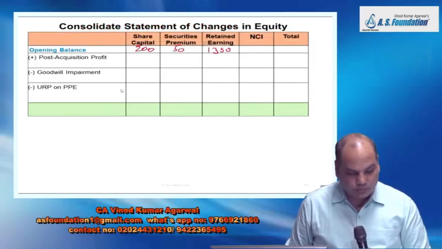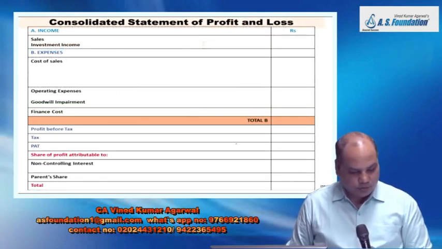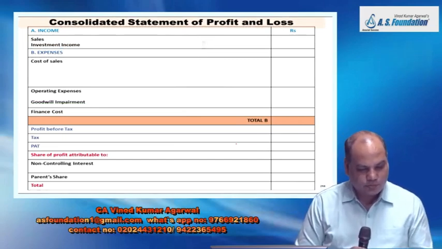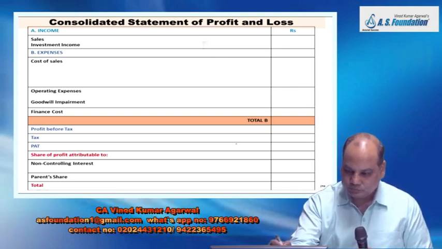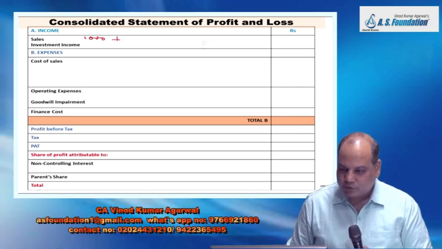Then we'll come to SOPL. Sales. Sales is how much? 1000 plus 260. And there is some adjustment also, which we'll do later. Let me first complete line by line whatever is given. 1000 and plus 260.